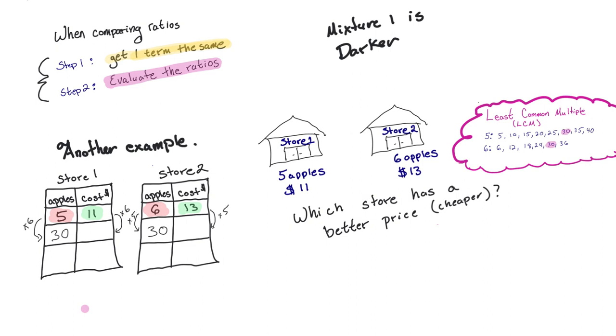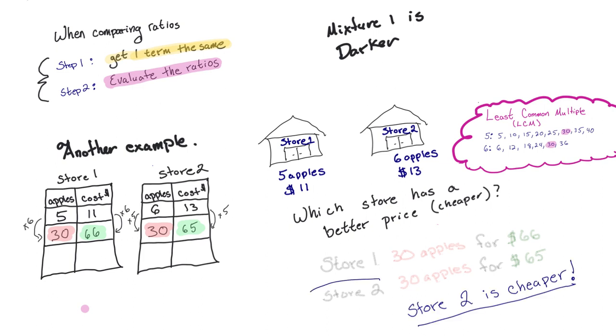And when I do that, I will get that 30 apples would cost me $66 at store 1. And at store 2, 30 apples will cost me $65. So now that I've gotten my apples to be the same, I need to reevaluate the ratio so that I can decide which one's going to have the better price. And when I do that, I can see that for store 1, I can get 30 apples for $66, and for store 2, I can get 30 apples for $65. So that tells me that store 2 has a cheaper price.